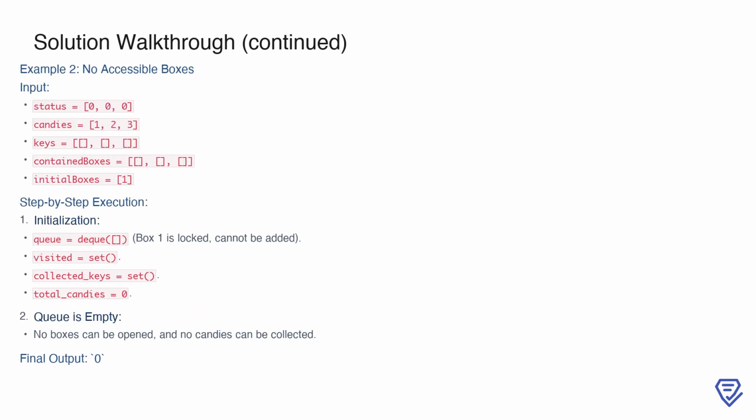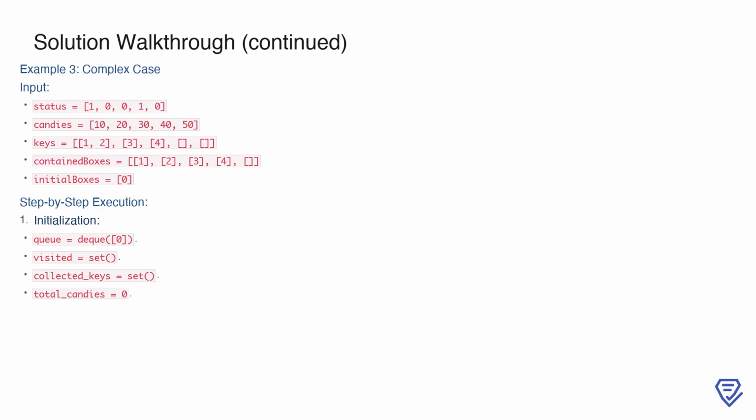In this scenario, we examine a case where no boxes are accessible. The input lists all boxes as locked, with their statuses set to 0. While each box has some candies, none of them contain keys or other boxes, and the only initial box provided is box 1, which is locked. During initialization, we find that the queue is empty because the single initial box is locked and cannot be added. The visited set, collected_keys, and total_candies all remain empty or 0. Since the queue is empty, we cannot proceed with any box processing, and no candies can be collected as a result. Thus, the output for this example is 0.